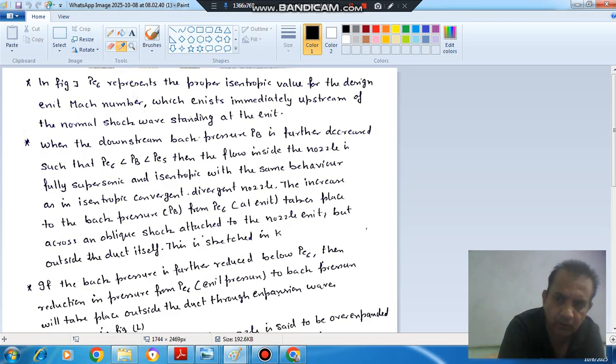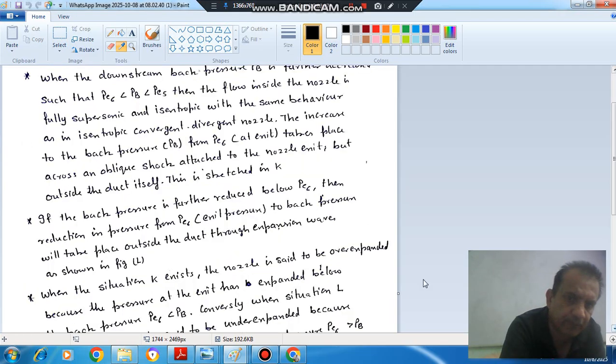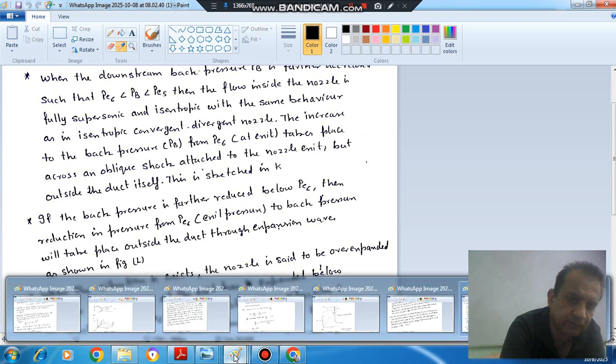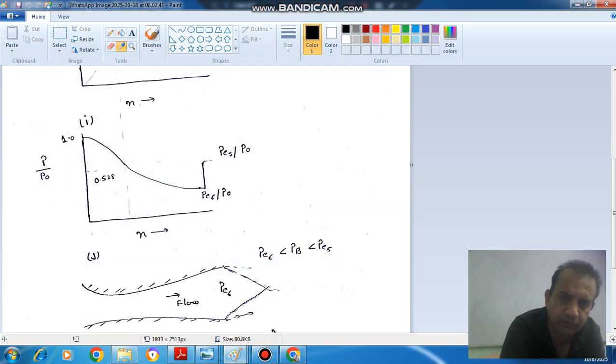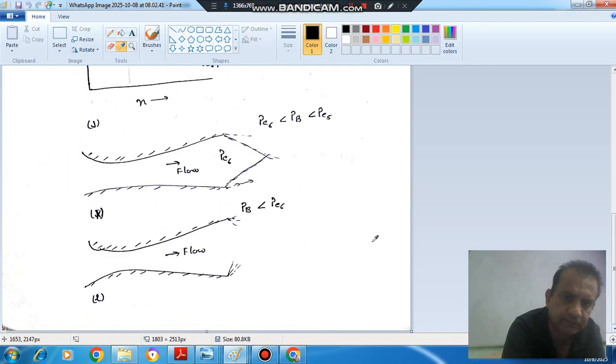Now next point, if the back pressure is further reduced below PE6, then the reduction in pressure from PE6 to back pressure will take place outside the duct, through an expansion wave as shown in the figure. So now if we reduce this back pressure below PE6, then expansion wave will take place. So these are the expansion waves, and here the shock will take place because pressure has to increase to PB, and here the pressure has to decrease to PB, so expansion wave will take place.